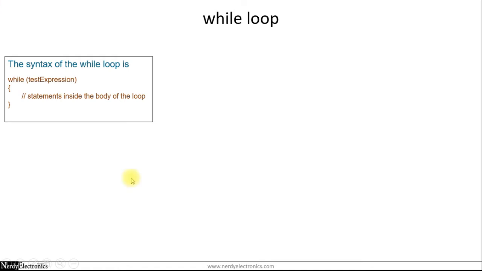Let us first see the while loop. The syntax of a while loop is we have the keyword while and then in brackets we write the test expression. The test expression can be, let's say, i less than 0, or the temperature is greater than 30, or motor is on. Similarly, any valid statement can be a test expression in a while loop. And then we put inside the curly braces the statements of the loop, the statements of the body of the loop. So while this expression is true, all the statements will be executed.